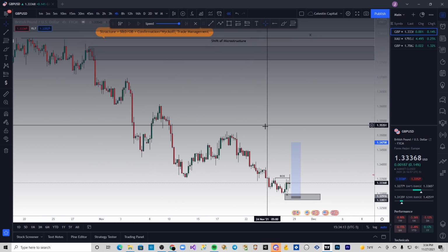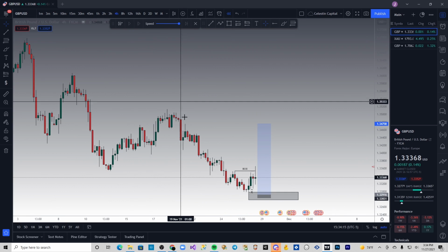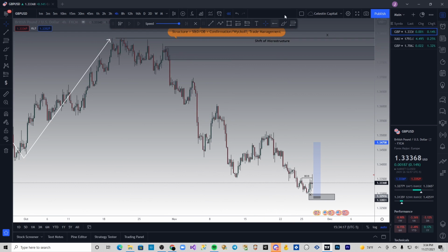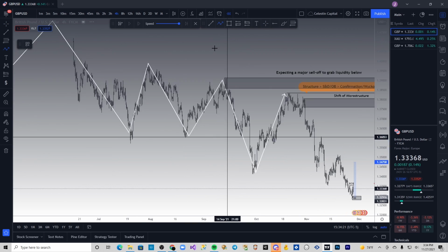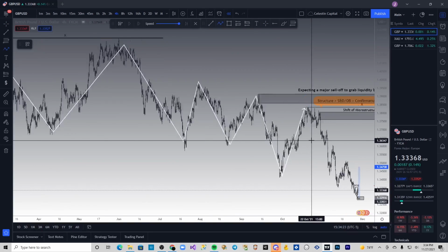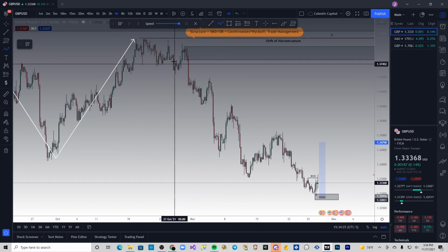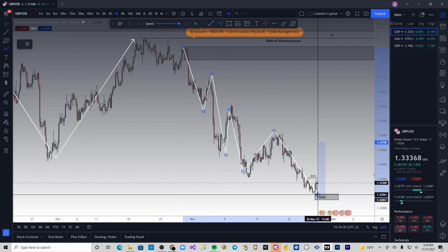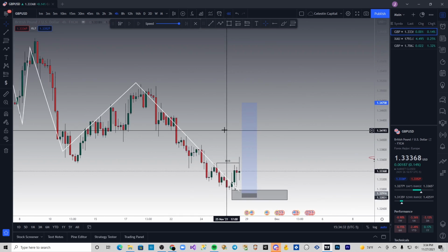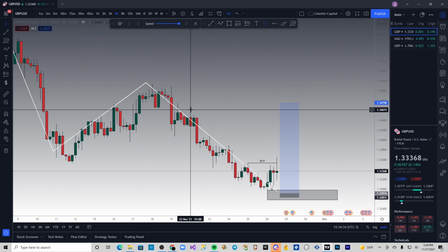And as you can see, I already have a potential entry on GU. So let's go ahead and look at structure really quick. We can see that we are, of course, on a downtrend. The market is bearish right now. Lower highs, lower lows, lower highs, lower lows. But there's something that happens here, just as I told you.